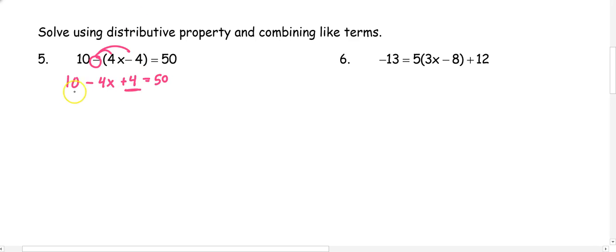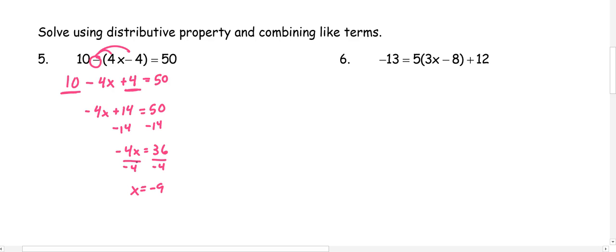This time we have two constants, 10 and 4, that can be combined together. So we get negative 4x plus 14 equals 50. So to solve, we're going to subtract 14 on both sides. Negative 4x equals 36. When we divide by negative 4, we get x is negative 9.